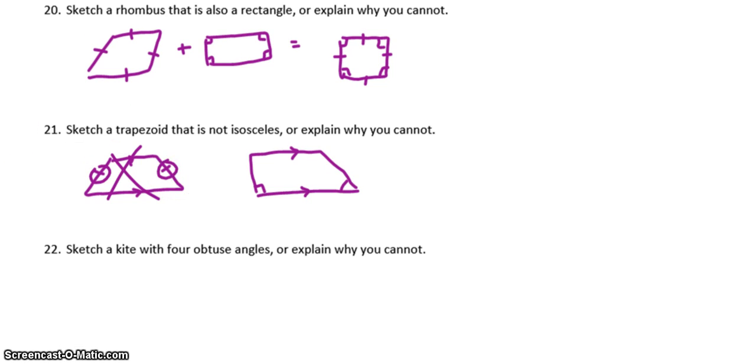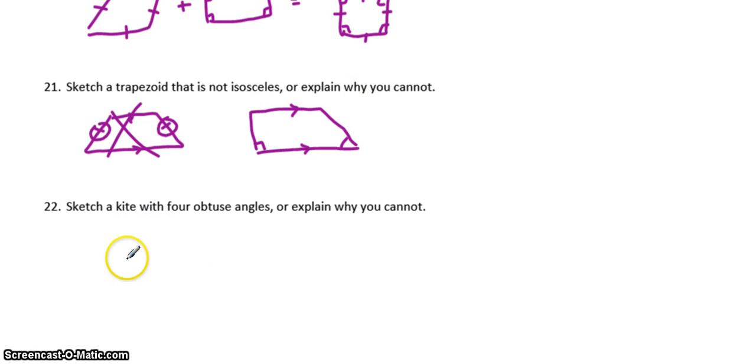Sketch a kite with four obtuse angles for 22. Explain why you cannot. Think for a second. Obtuse means greater than 90. Right? Greater than 90 degrees. And if we had four angles that were all greater than 90 degrees, then all the angles would add up to more than 360. So I don't think you can actually have any quadrilateral that has four obtuse angles.